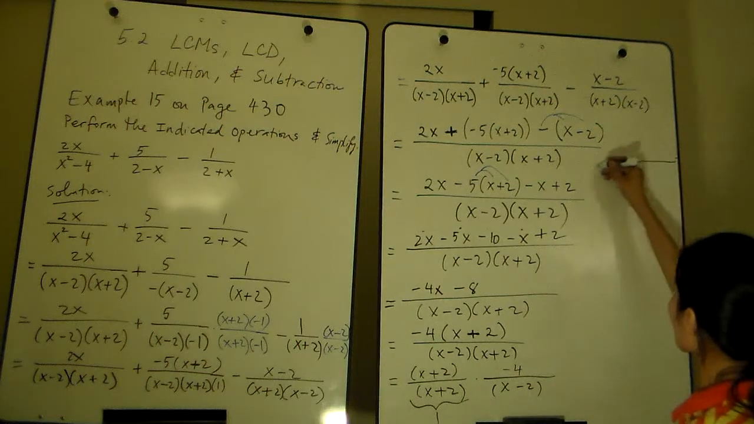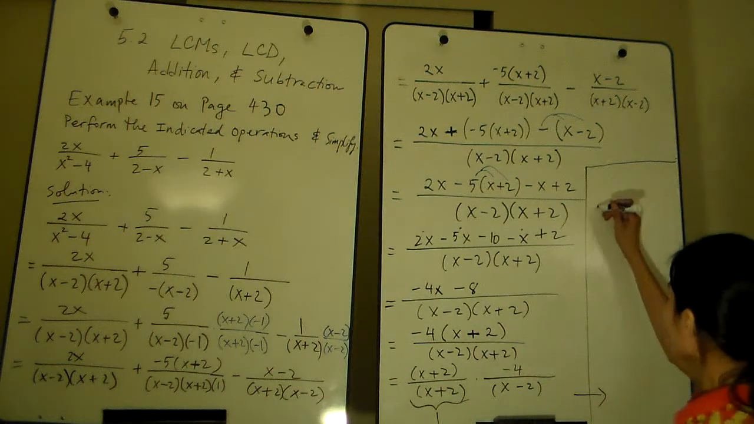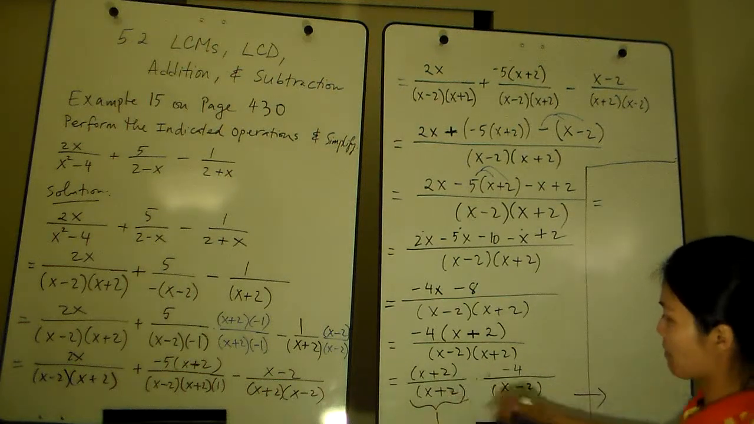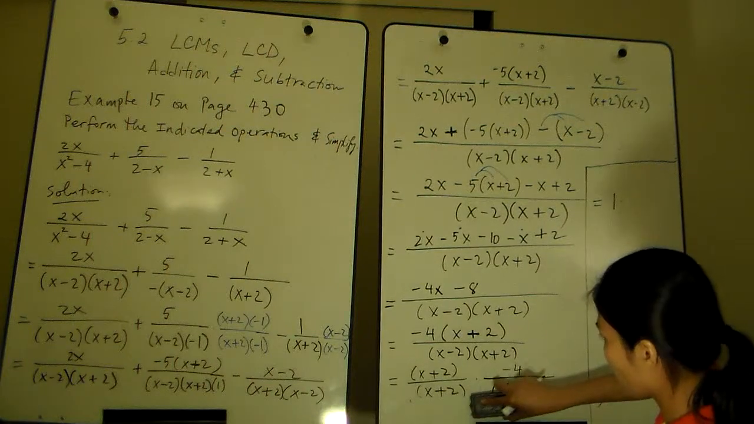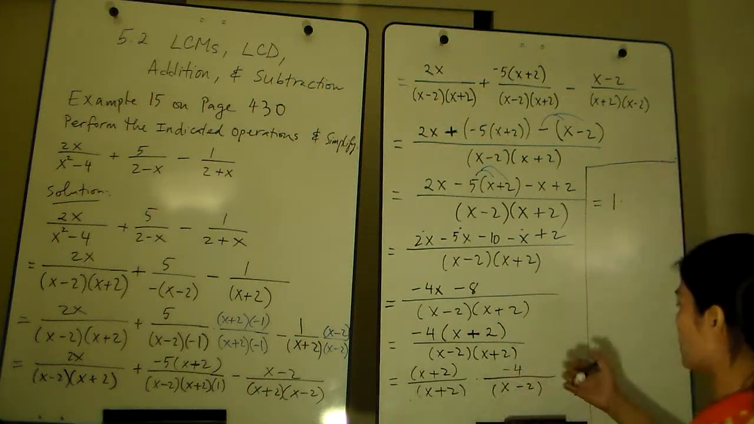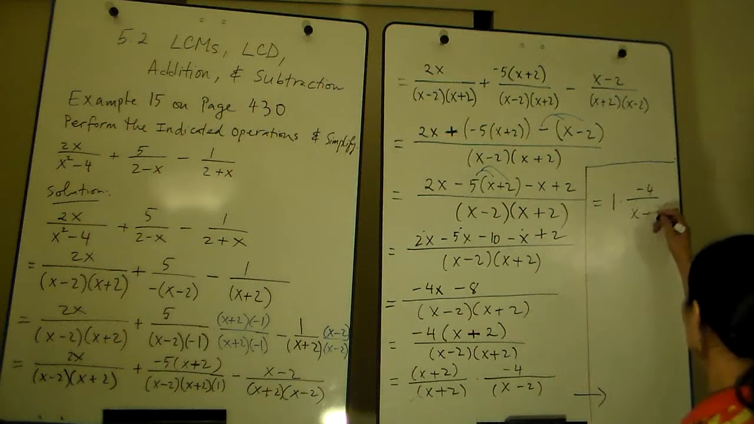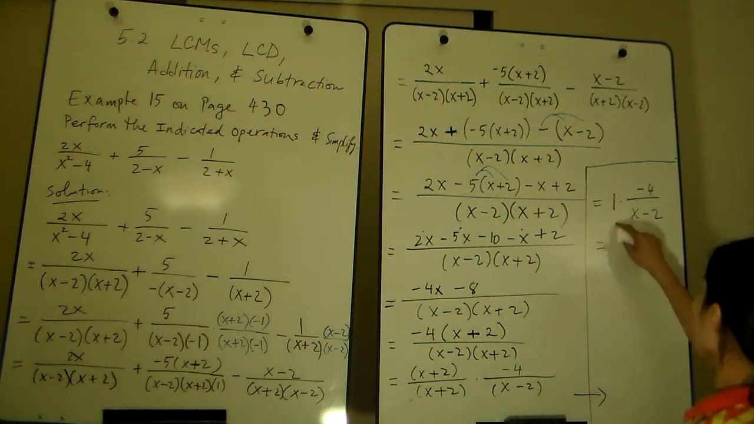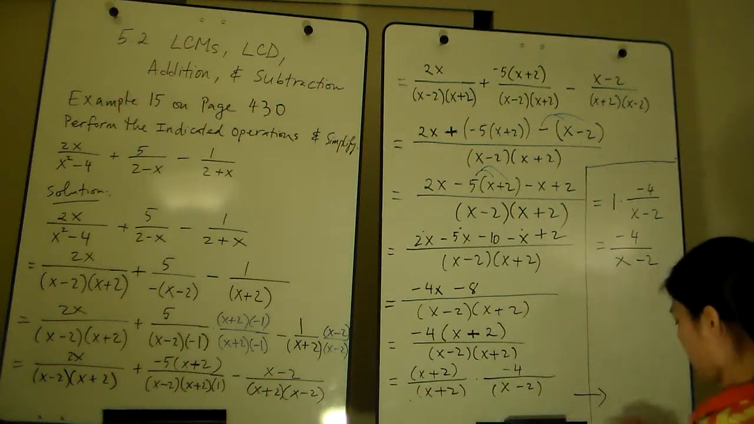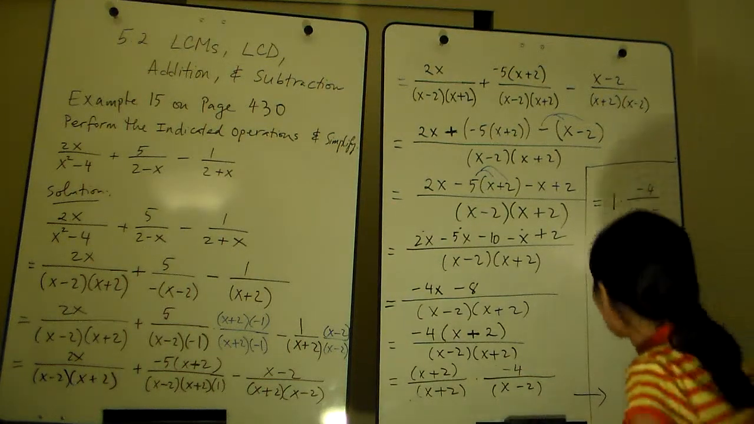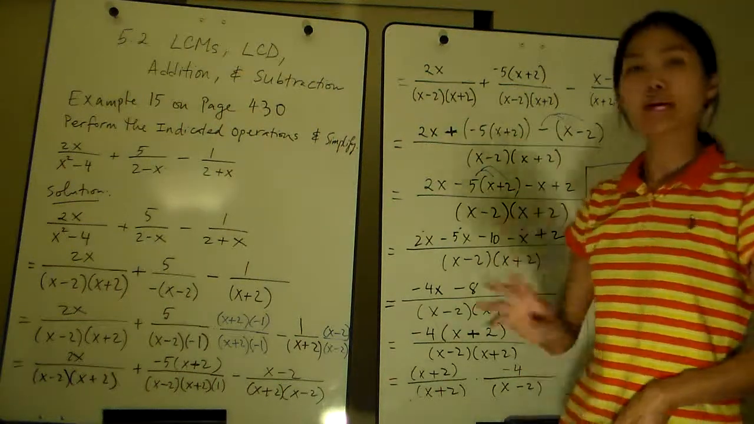I ran out of space, so I'm going to write the answer here. So, x plus 2 divided by x plus 2 is 1 times negative 4 divided by x minus 2. 1 times the fraction is the fraction. So, this is the answer for example 15 from combining the three fractions.